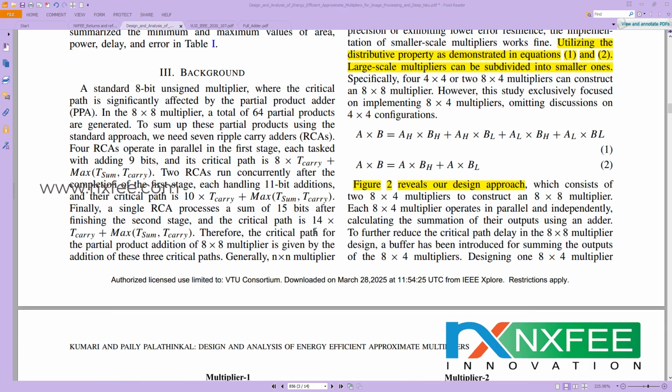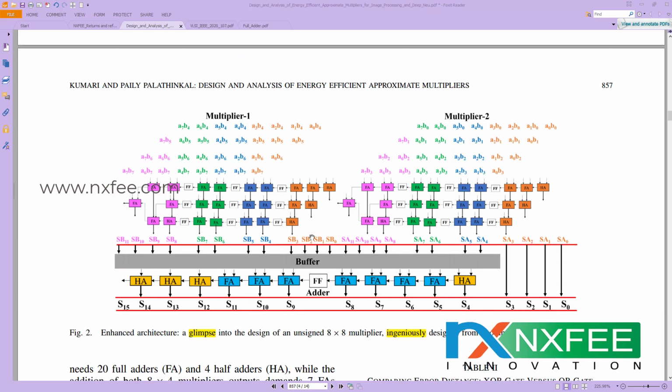So first of all, we need to analyze the recursive method. The recursive method splits the 8x8 multiplier into LSB and MSB parts, that means 8x4 multiplications. Here the partial product is generated for A0 to A7 and B0 to B7. Here A0 to A7 are used as the common operand, and for B, the LSB part means B0 to B3 and B4 to B7 is the MSB. So this is the LSB partial product and this is the MSB partial product. As per that, they are split.